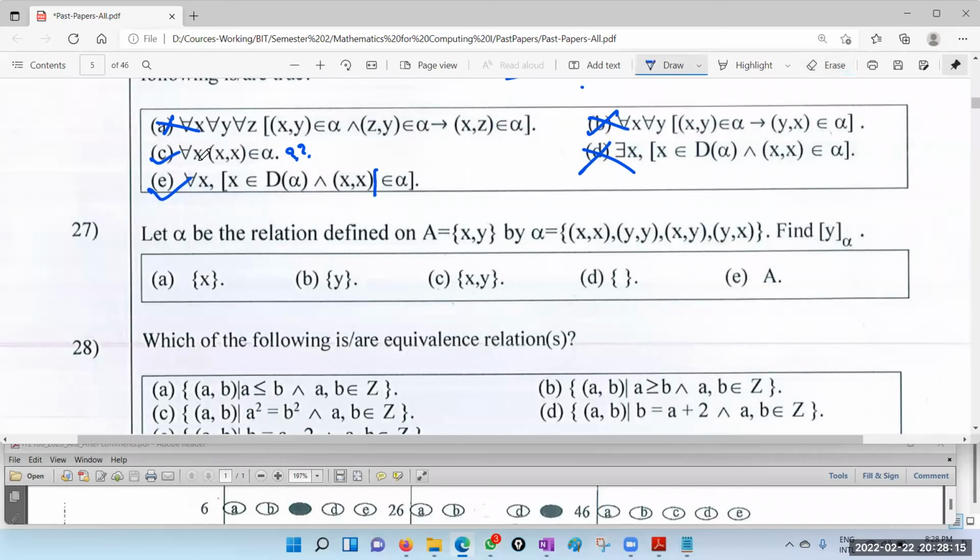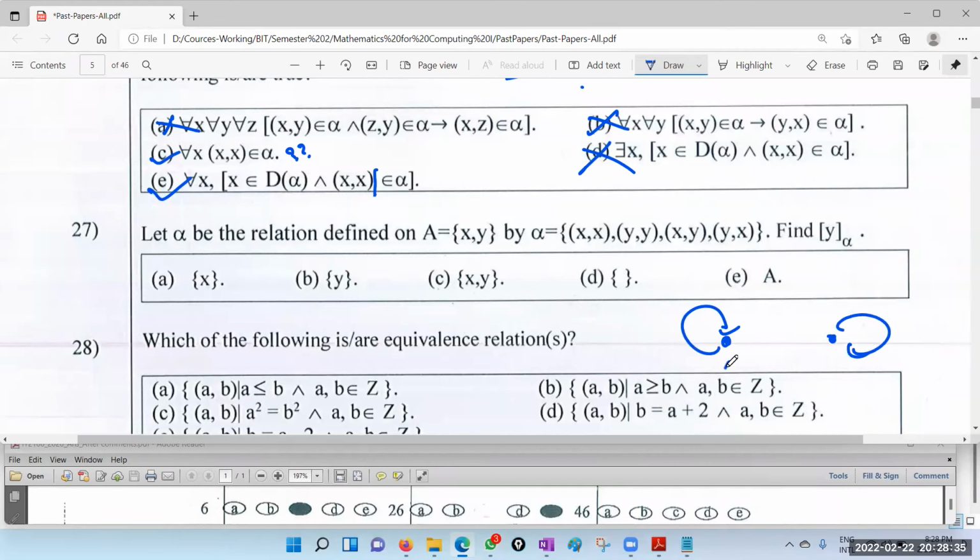27. Let alpha be a relation defined on A, with pairs (x, x), (y, y), (x, y), (y, x). Find y alpha.